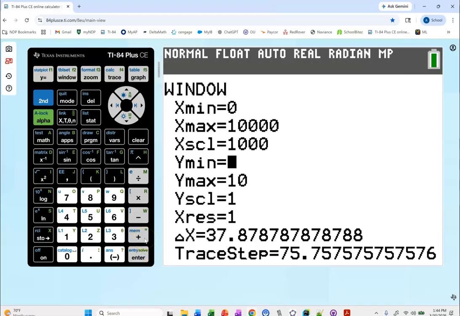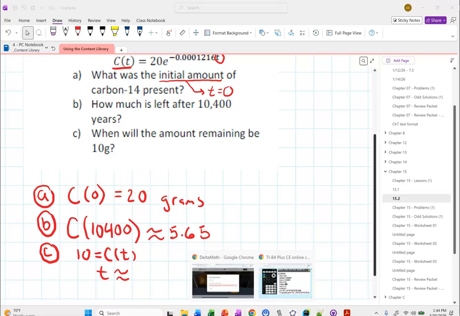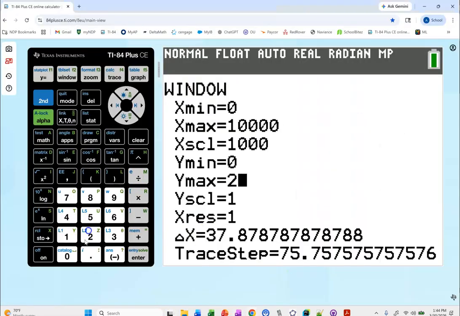And then the y is the amount of stuff I have. What's the least amount of stuff I can ever have? 0. What's the most amount of stuff I'll have? It's the start, right? How much do I have at the start? 20. And then go by 2s or something there. And then let's hit graph.